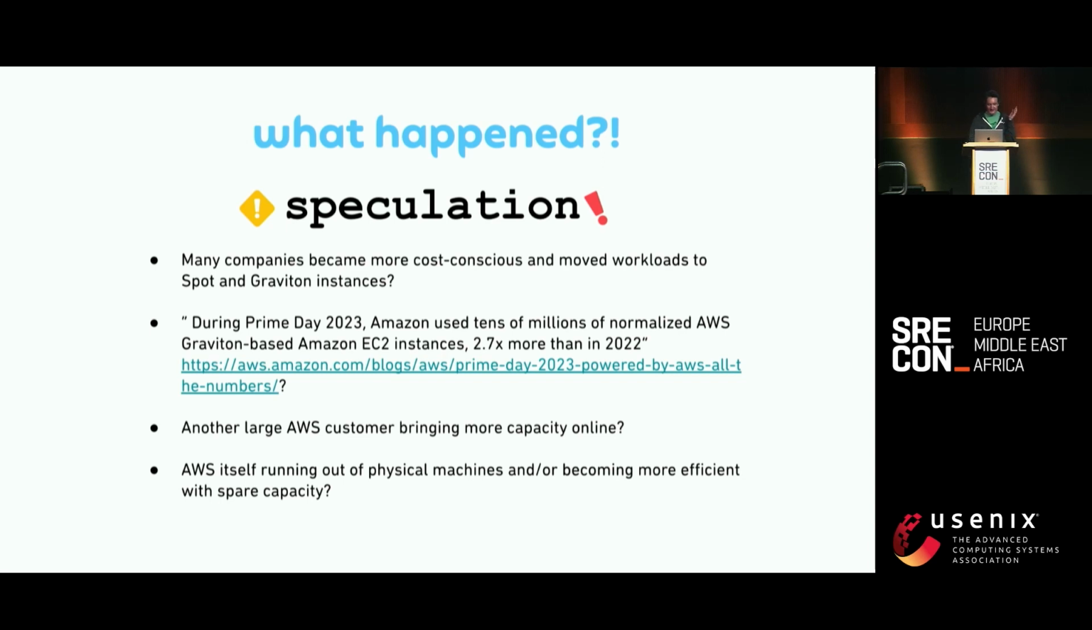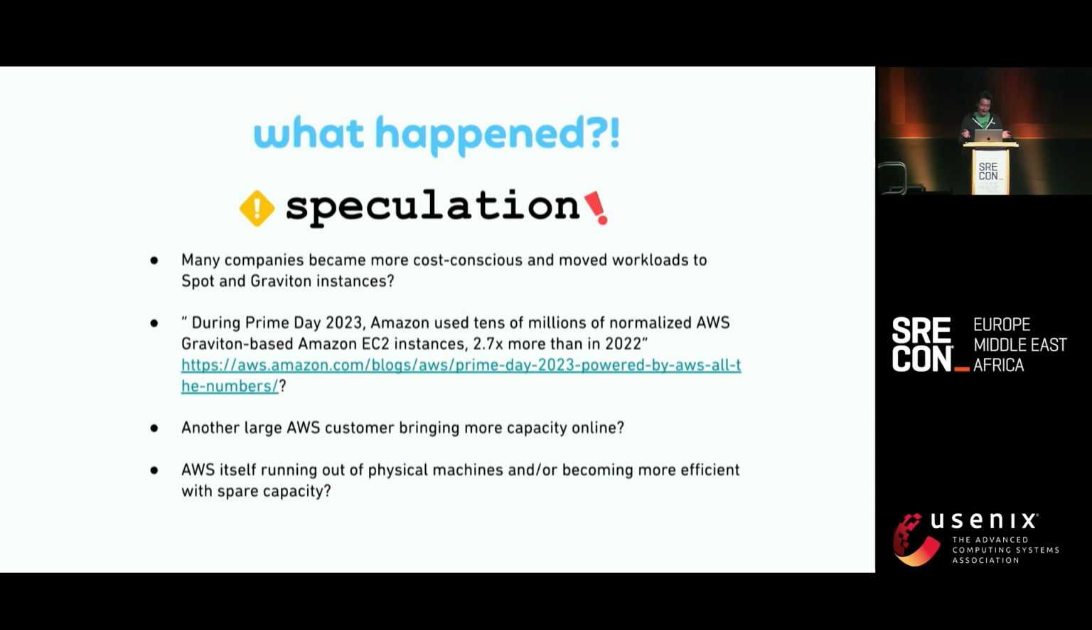So many companies, as you know, are becoming cost conscious and moving workloads to Spot and Graviton. Actually, I know for a fact this is happening because Amazon is saying they're helping customers do this. But then I started thinking about this Prime Day article here where Amazon was suddenly running 2.7 times more Graviton instances. And that's probably a really large number, right? So are they stealing our instances? I don't know. Not saying anything.